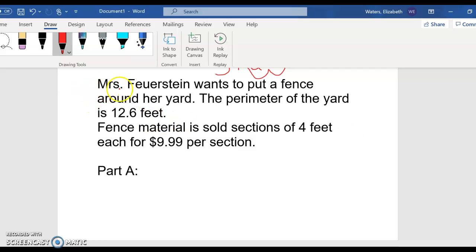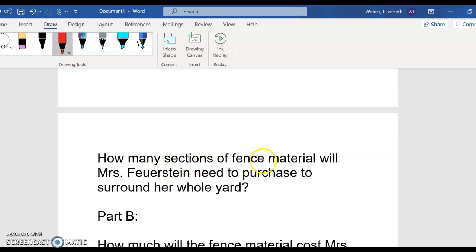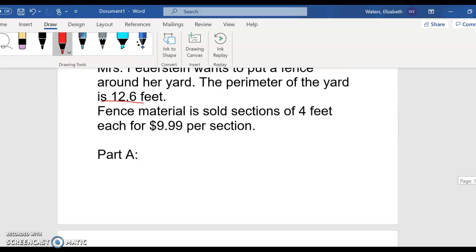It says Mrs. Feuerstein wants to put a fence around her yard. The yard is a total of 12 6/10 feet. Fence material is sold in 4 feet sections for $9.99 each. So let's look at our first part of our problem. How many sections of fence material will Miss Feuerstein need to purchase to surround her whole yard? So how much fence material will I need?